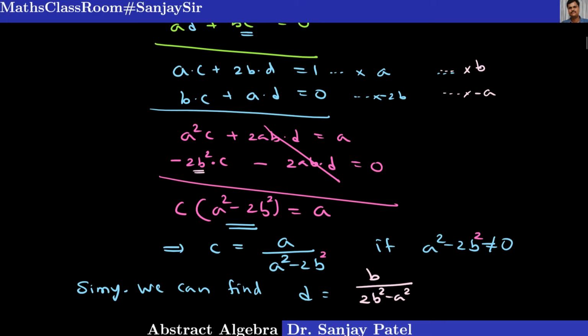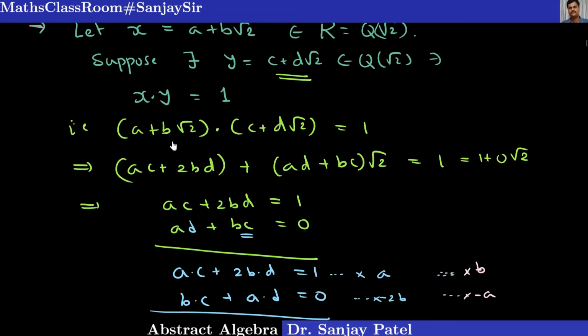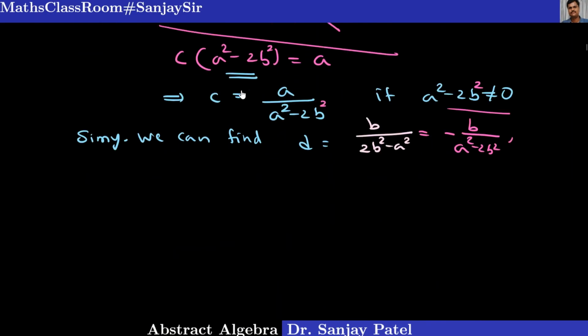And this element I can write as minus b upon a square minus 2b square. Again, this is possible only if a square minus 2b square is not equal to 0. So in short, what I have done here is I have found the value of c and d, or I have found this number y. And what are the values of c and d? It is given by these formulas.